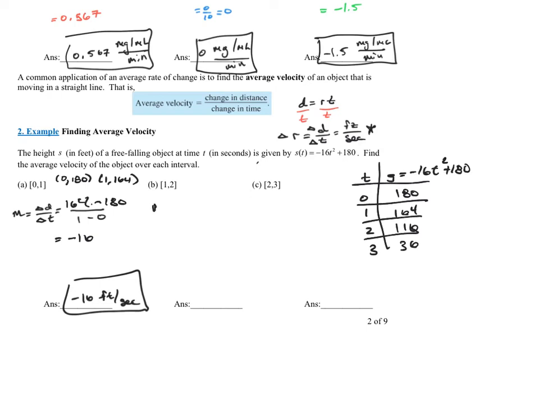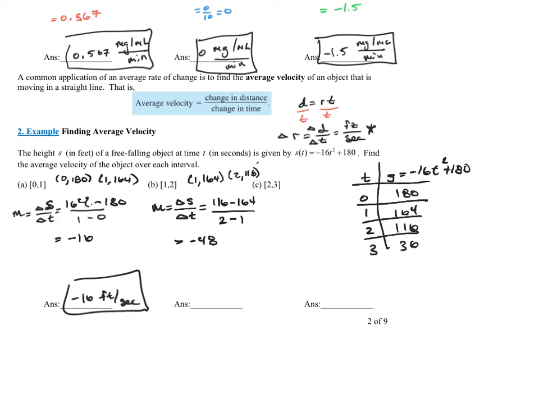Okay, let's try the next one. Again, here we're finding the slope, the average velocity. That's going to be the change in, I keep on saying d, technically it's s, the change in position over the change in time. Let's think about our points. Here we have the points 1, 164, and we also have the points 2, 116. So let's do our change in height, change in position, so that would be 116 minus 164, all over the x values, or the t values in this case, which would be 2 minus 1. Put that into your calculator, let's see what you get.